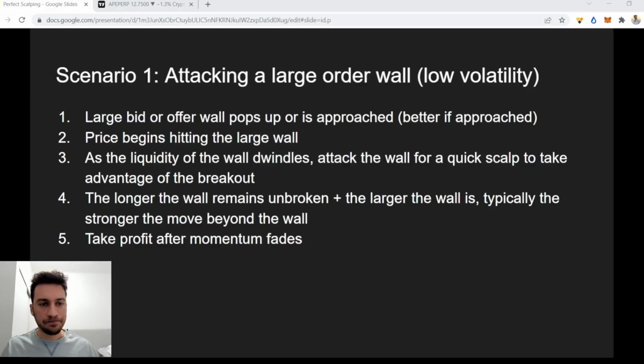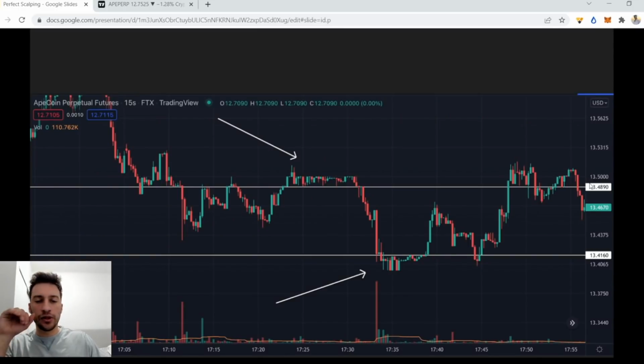Scenario 1, attacking a large order wall on low volatility. First of all, let's look at what that looks like. Look at the first arrow on ApeCoin perpetual futures on the 15-second time frame. What we can see here is that at a price of about 13.49, there's a bid wall and a support level. And it looks like price wasn't really able to cross that point until 17:31, 17:32, when a large sell-off occurred.